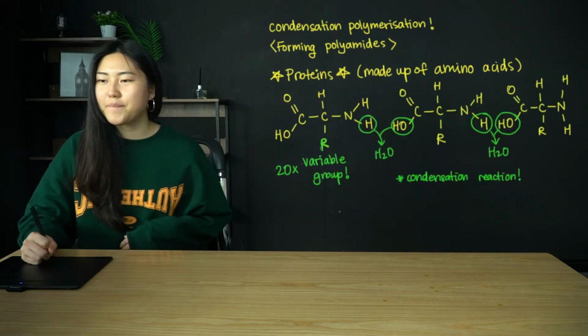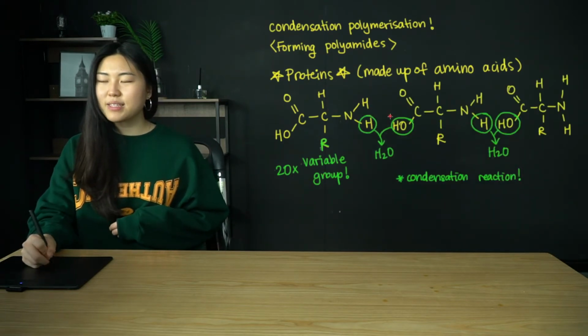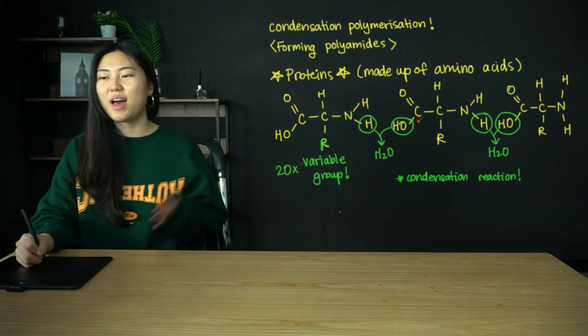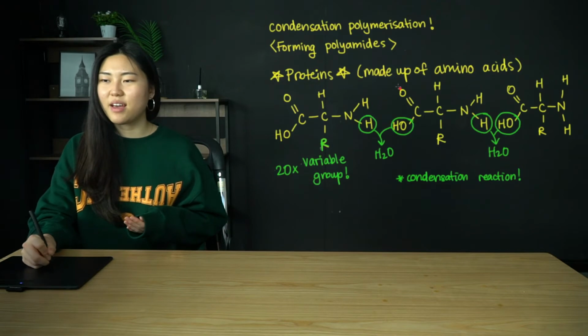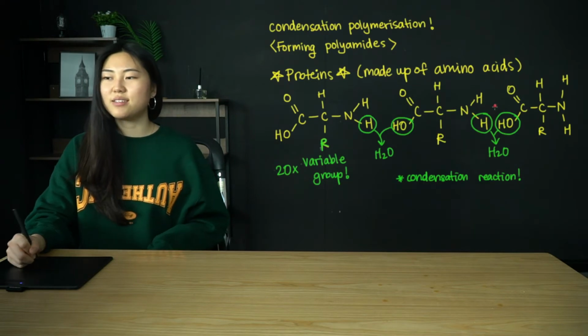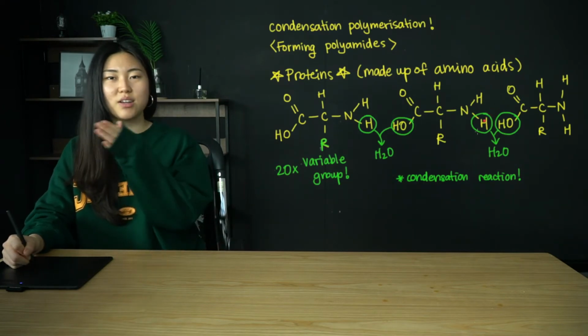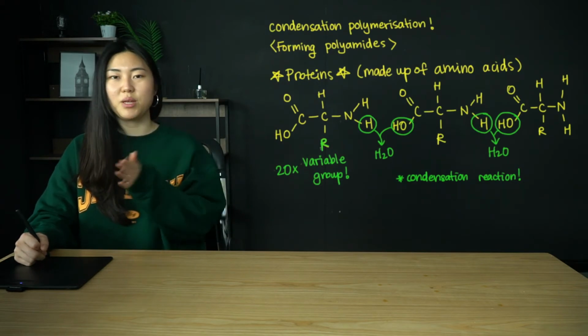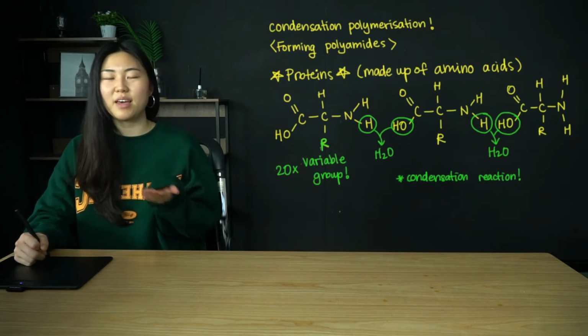So basically, the same condensation reaction occurs with different amino acids. So we have the carboxylic acid group and the amine group reacting, water is being removed, and we can just continue this on and on and on, continuing to join amino acids, and that's how you make proteins.